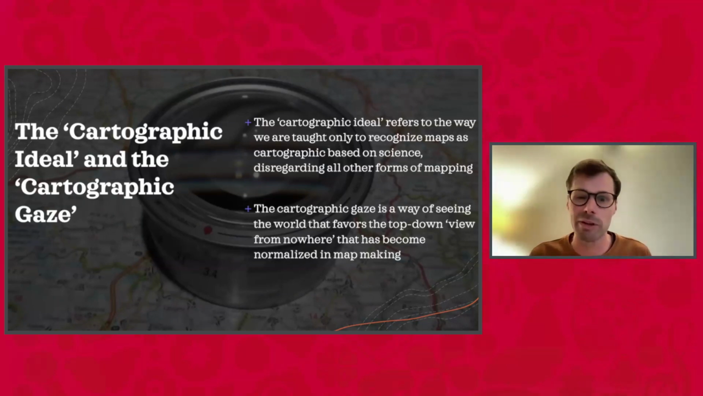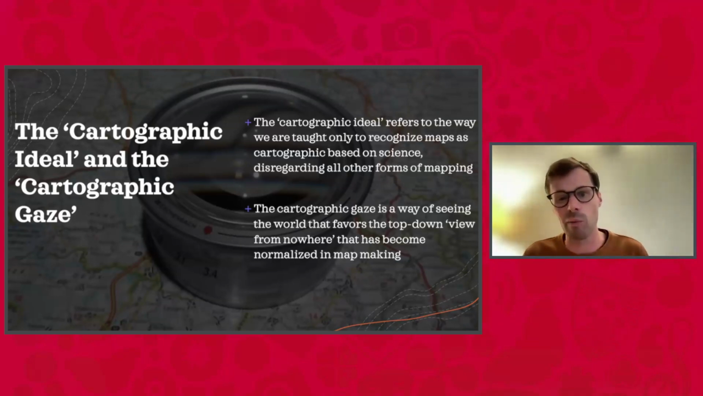Whereas if we're presented with other kinds of spatial representation, like a rock carving, maybe this doesn't conform to the idea of the cartographic ideal. So scholars argue this is a kind of ideology that sits within our minds about what maps are and what they should do and perhaps what they shouldn't do.